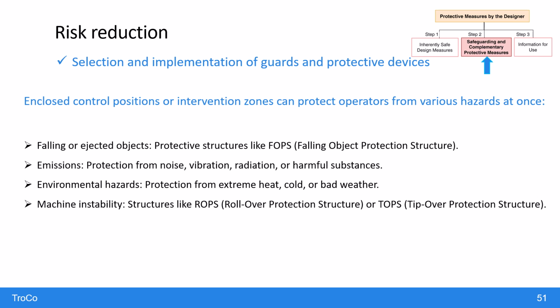We design enclosures for control positions and intervention zones to provide protection against multiple hazards, including falling or ejected objects. Enclosures should guard against them with FOPS, falling object protection structures. Emission hazards: enclosures help reduce noise, vibration, radiation, and exposure to harmful substances, ensuring a safer environment. Environmental factors: well-designed enclosures mitigate risks from extreme temperatures and adverse weather. Machinery tipping or rollover: incorporating rollover or tip-over protection structures, ROPS, TOPS, helps prevent accidents caused by unstable machinery.